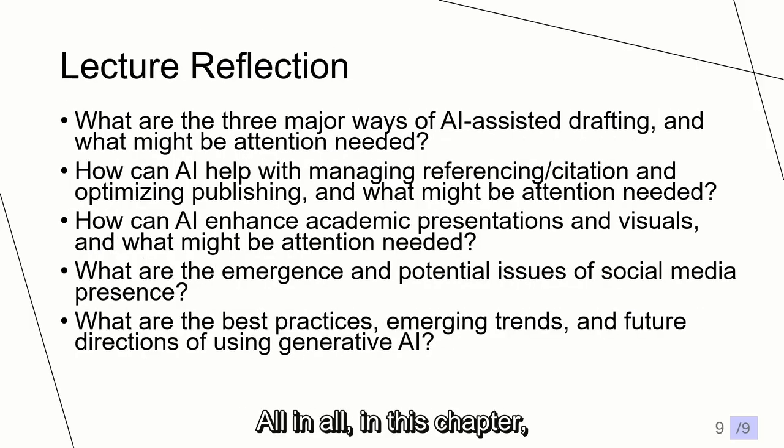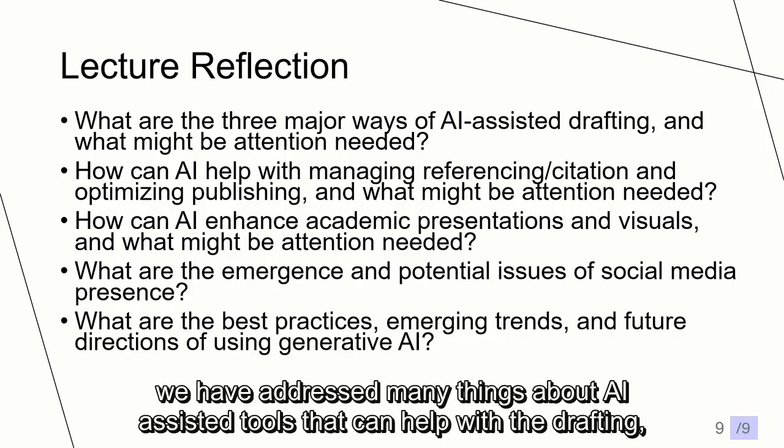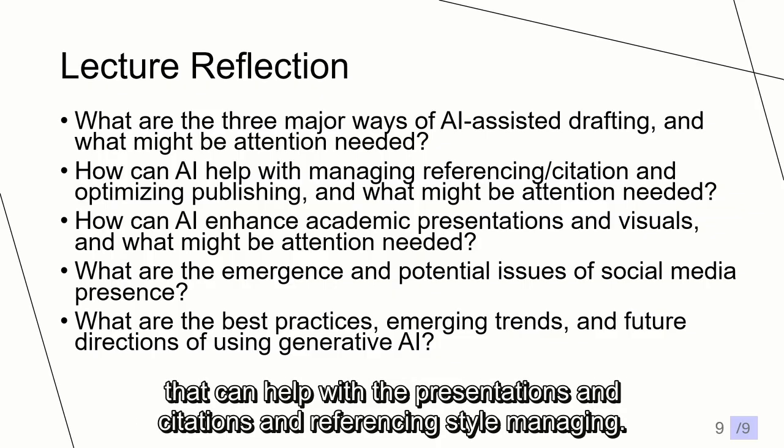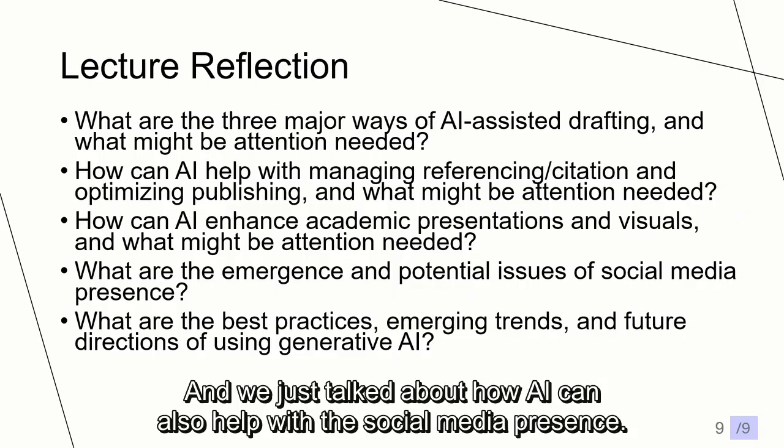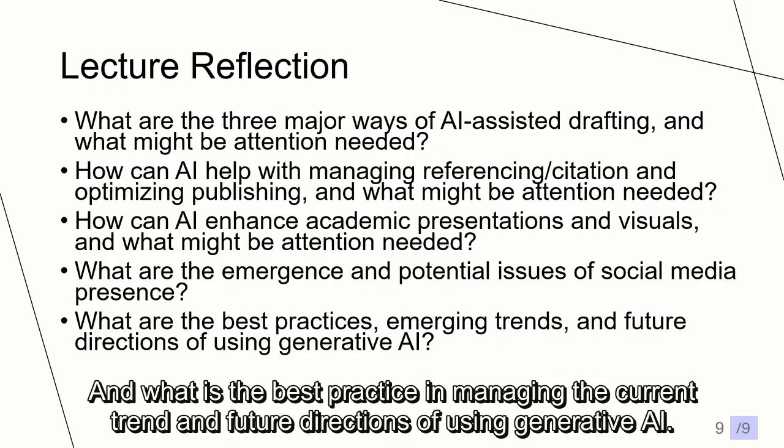All in all, in this chapter, we have addressed many things about AI assisting tools that can help with drafting, presentations, and citations and referencing style management. We also talked about how AI can help with academic presentation visual effects, and how AI can help with social media presence, the best practices in managing it, and the current trends and future directions of using generative AI.